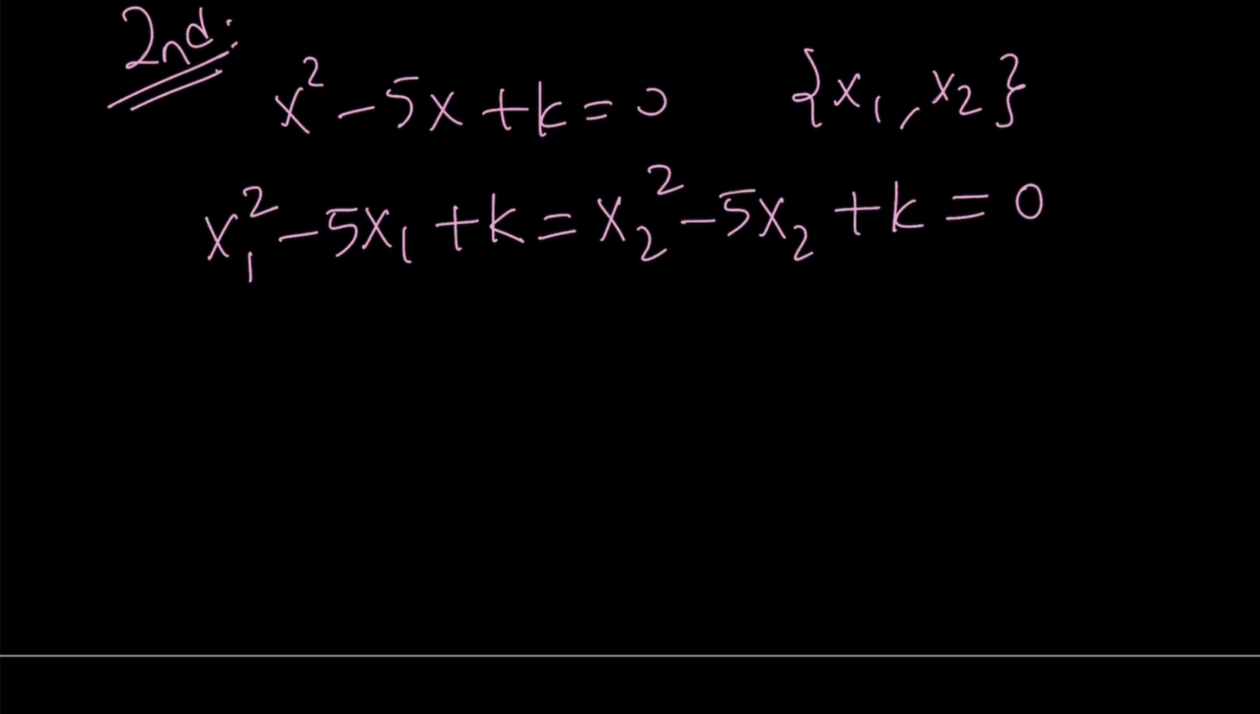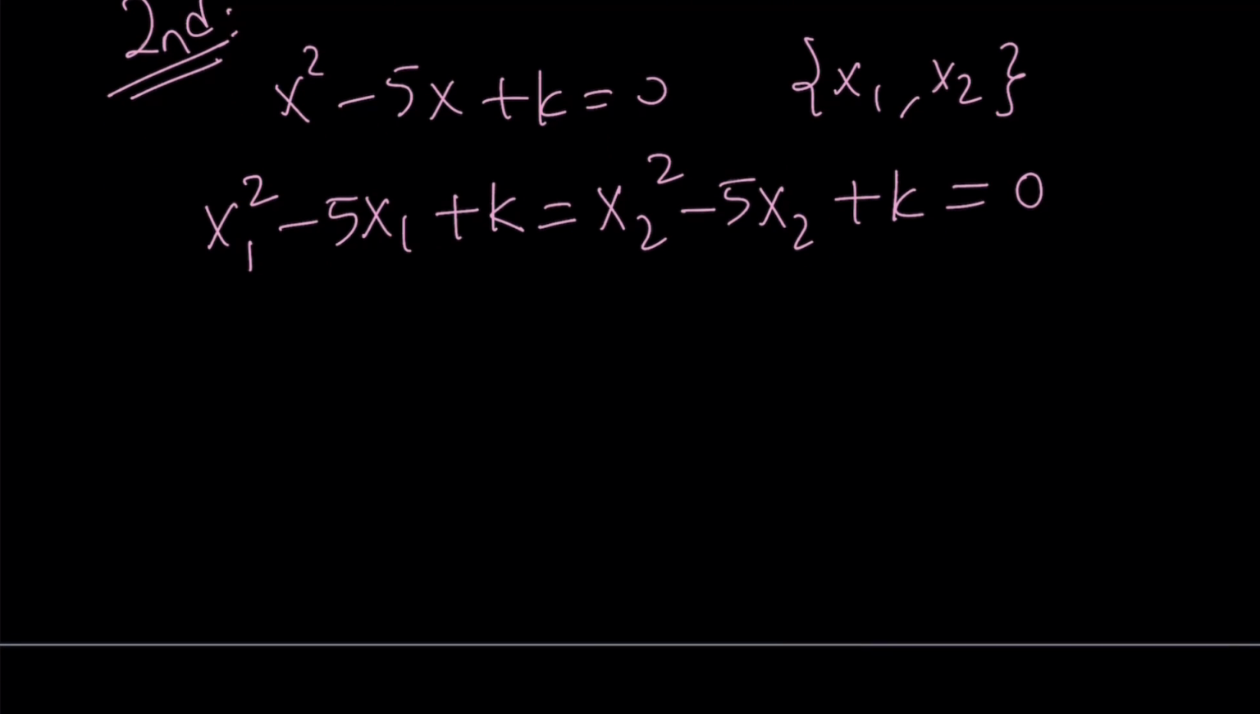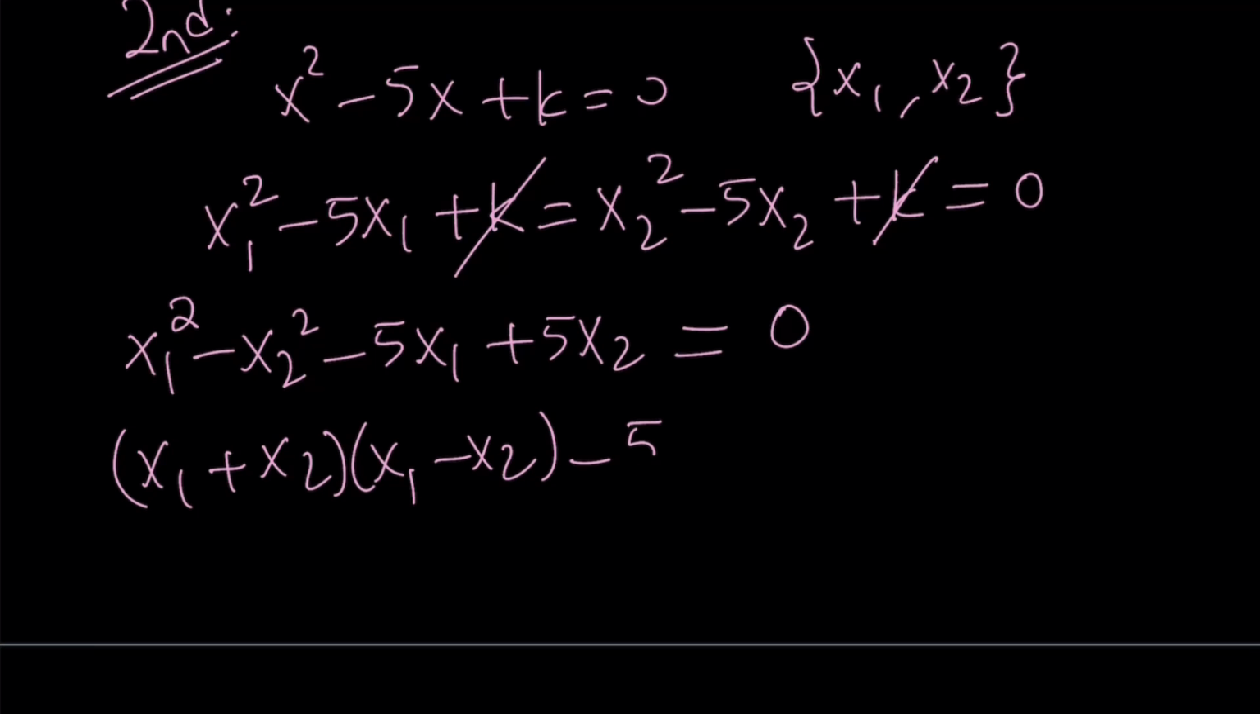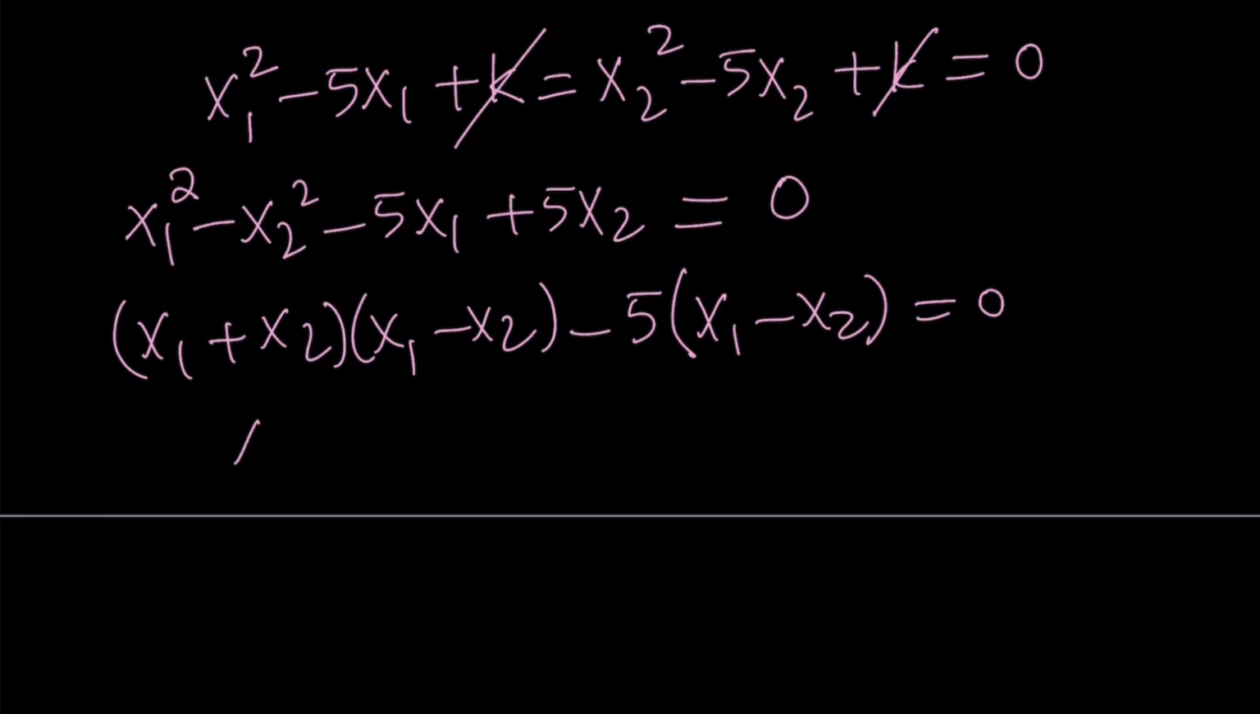All right, from here we get something real nice. We can put everything on the same side and pay attention to the fact that we can factor this. So let's put x1 squared minus x2 squared minus 5x1 plus 5x2, and obviously the k is going to cancel out. So that's nice. And this is going to equal 0 again because we put everything on the left-hand side. But notice that x1 squared minus x2 squared is the difference of two squares, so I can write it as x1 plus x2 and x1 minus x2. And these two can be factored as negative 5 times x1 minus x2. And from here we get a common factor, which is x1 minus x2. And then we get x1 plus x2 minus 5 equals 0.